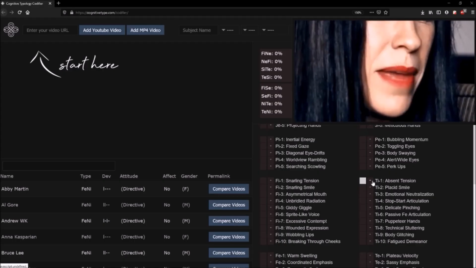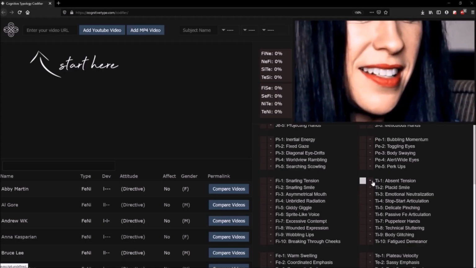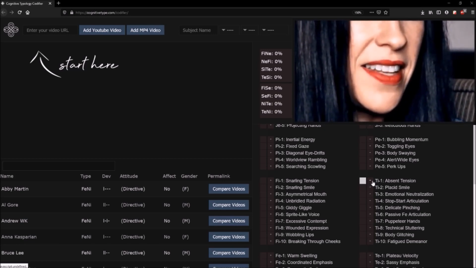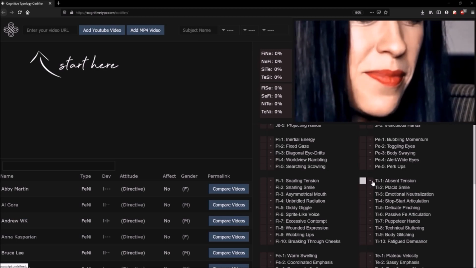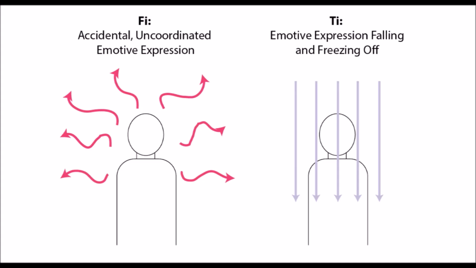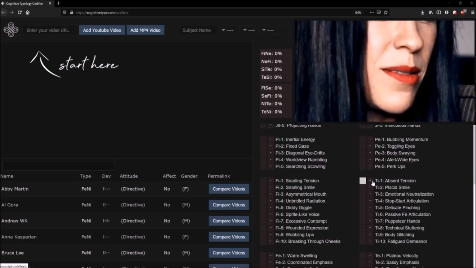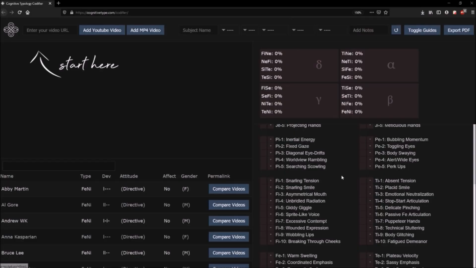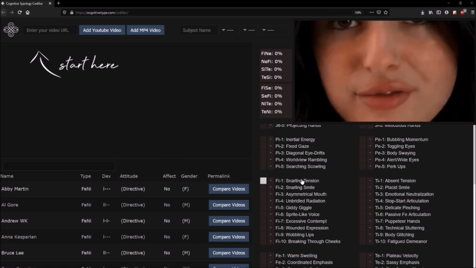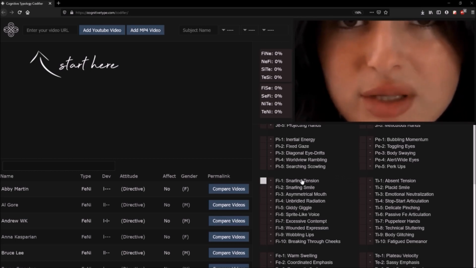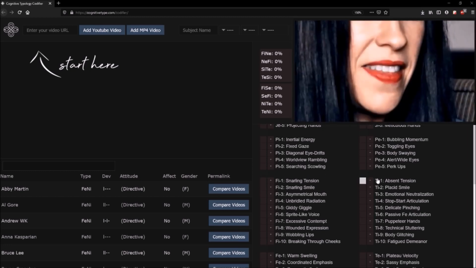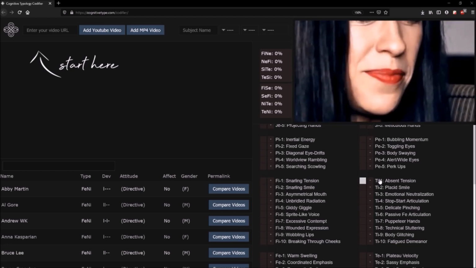The TI signals as a whole can be described as the activity of emotive expression falling off and freezing off the body and face. That's basically it. Unlike the FI signals, which could be seen by what they radiate outward, the TI signals have to almost be identified by the absence of what you would otherwise see.